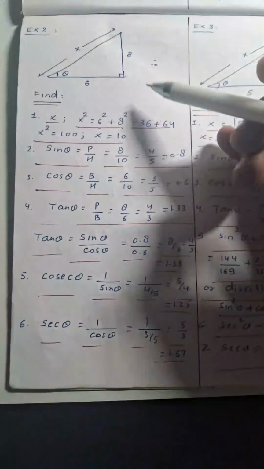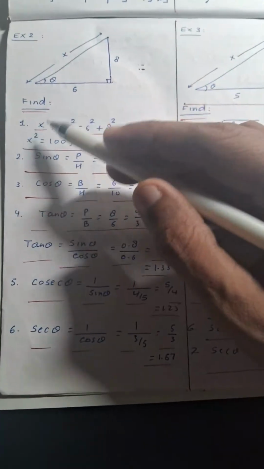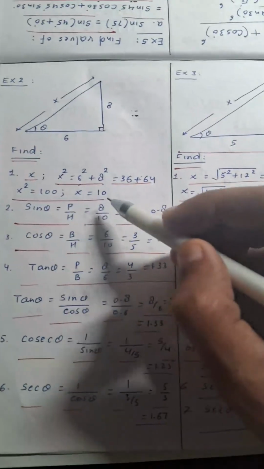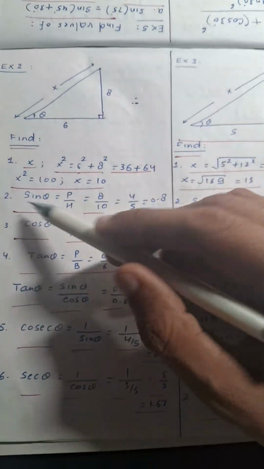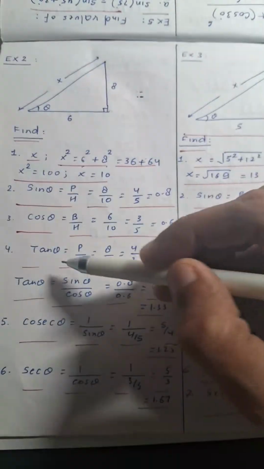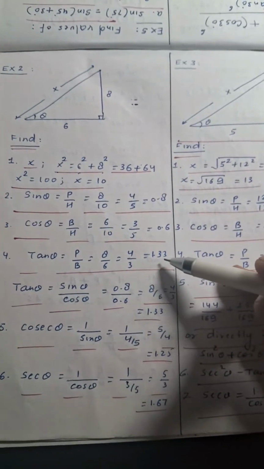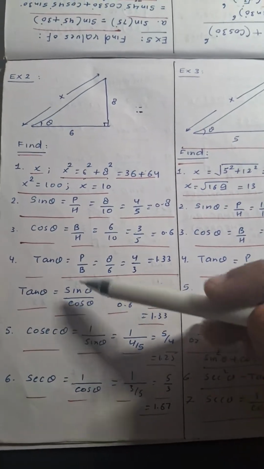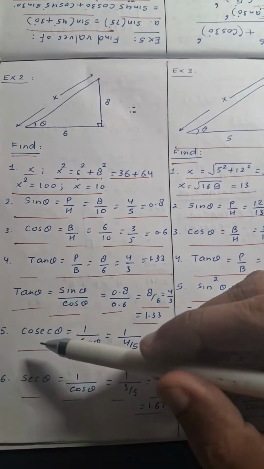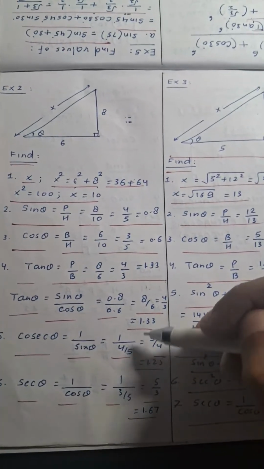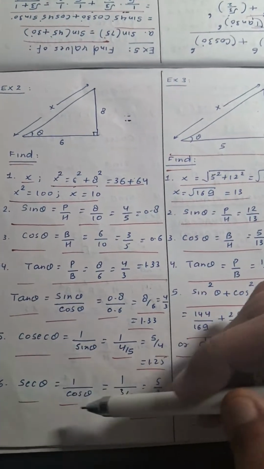Now let's do one more example. Here sides are 8, 6 and x. You need to find x. So applying Pythagoras theorem, we have x square is 6 square plus 8 square, and solving it gives us x is equal to 10. Sin theta is p by h, 4 by 5, 0.8. Cos theta is b by h, 0.6. Tan theta is p by b, 4 by 3, which is 1.33, and this theta is equal to 53 degree. So we can calculate tan theta by using the formula sin theta by cos theta also. Then we have cosec theta, which is 1 by sin theta, and after solving we get it as 5 by 4. Then sec theta is 1 by cos theta, we get it as 5 by 3.